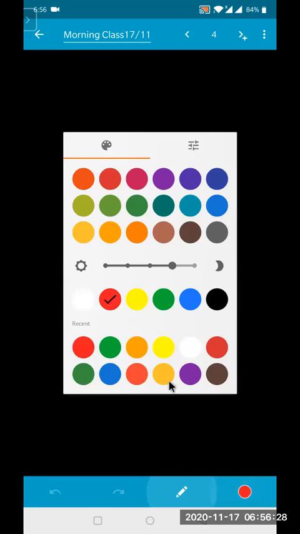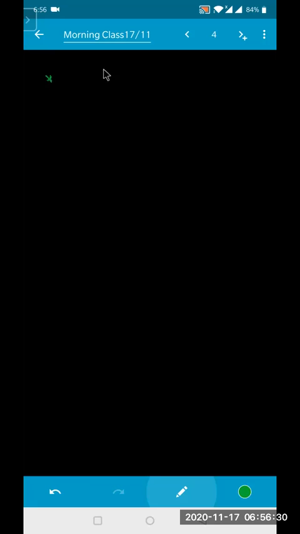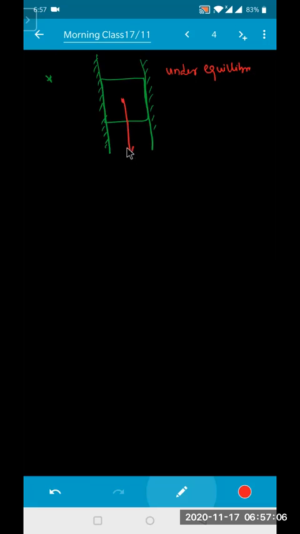Take one more problem. See this one. Let's say a book is being held by two hands and it is in equilibrium. Or say, for example, a block is being fixed between two vertical walls like this. This is one vertical wall here, and here there is another vertical wall. You are exerting force on the block, but it is under equilibrium, so there is no acceleration.